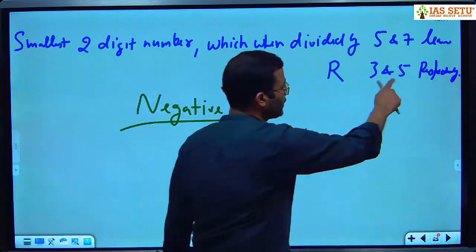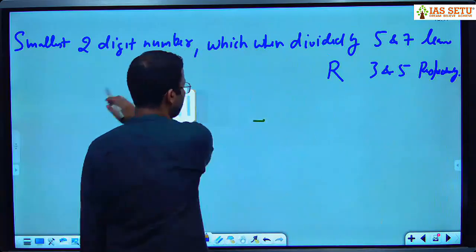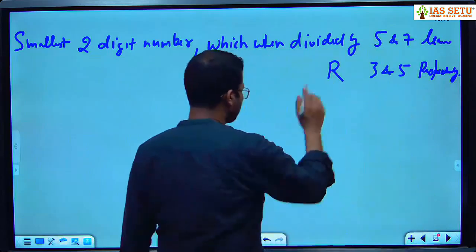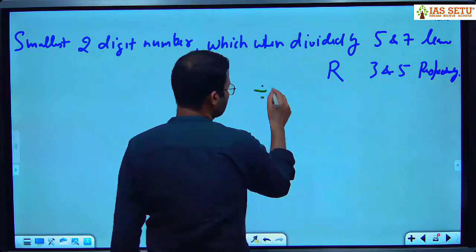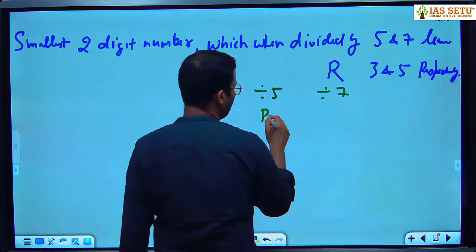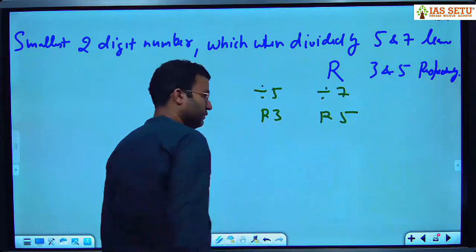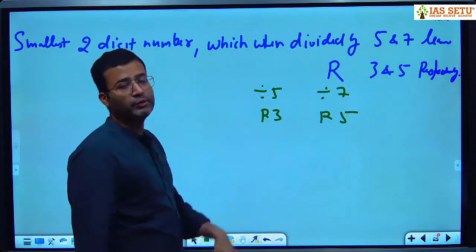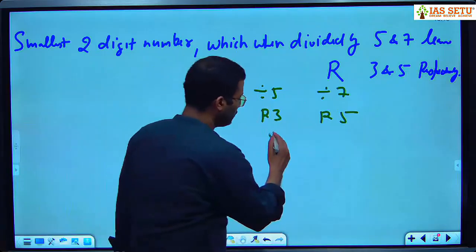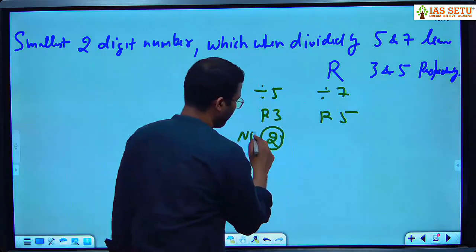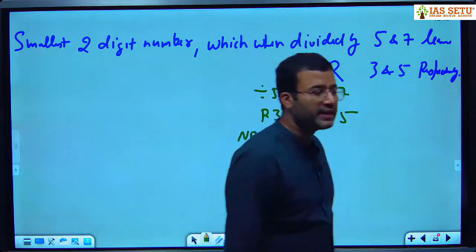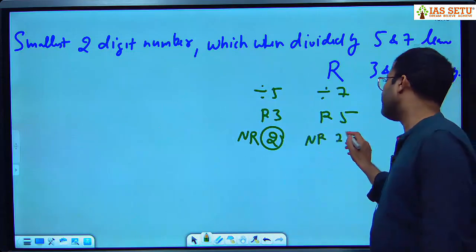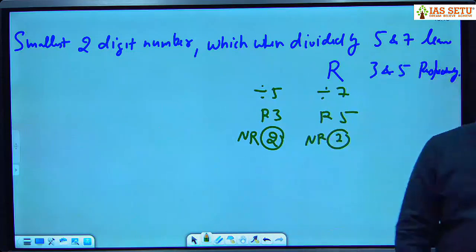जब आपका positive remainder अलग अलग हो, if your positive remainder is different, जैसे इस केस में 3 and 5 है. Now here, just see step number 1. Divisor 5 and 7, remainder 3 and remainder 5 respectively. This is positive remainder 3. Tell me, if your divisor is 5, positive remainder 3, what is your negative remainder? 2. If you divide a number by 7, positive remainder is 5, what is your negative remainder? 2.